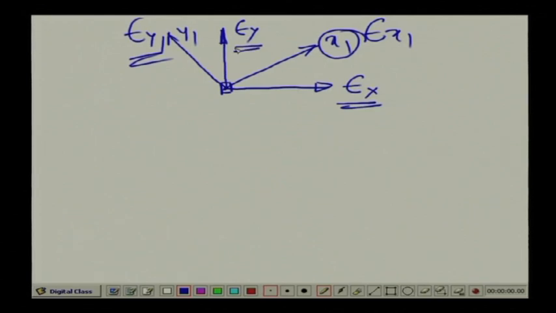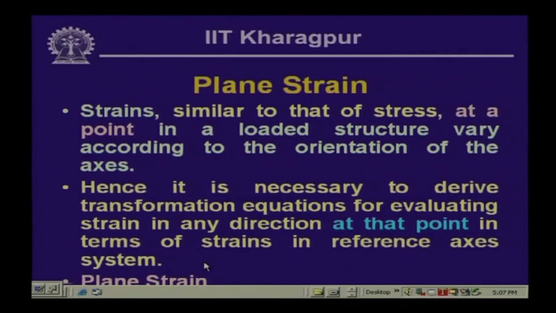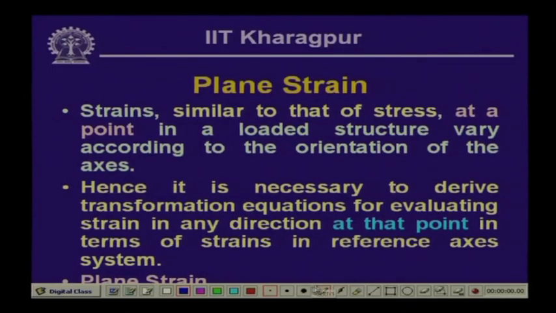Our objective is to find the strain along this orientation, or in the orientation of the axis, which could be in a general form at an angle theta with reference to the x and y reference axes, so that we can compute the strain at that particular point at different orientations. Hence, it is necessary to derive the transformation equations for evaluating strain in any direction at that point in terms of strains in the reference axis system.